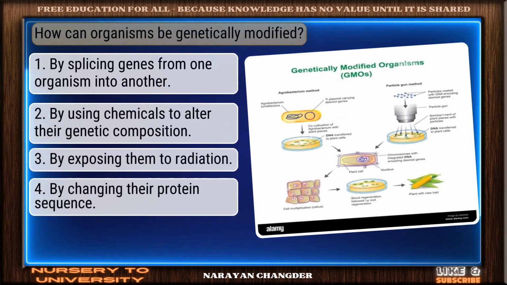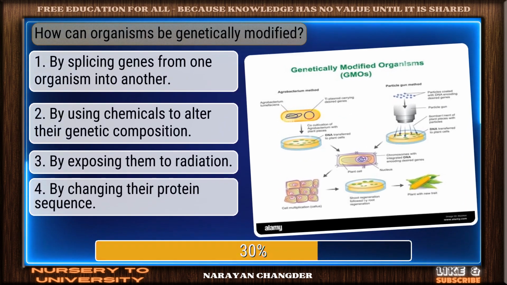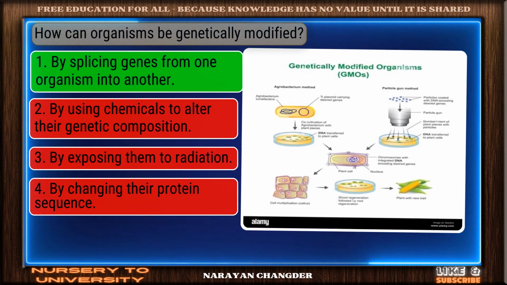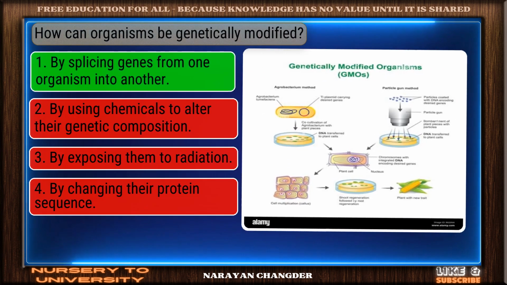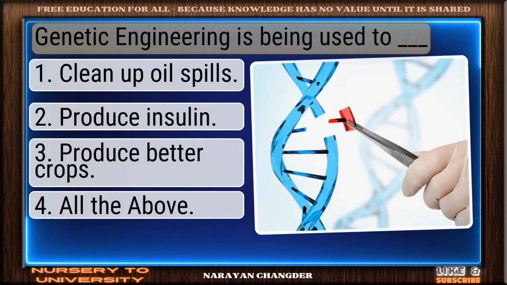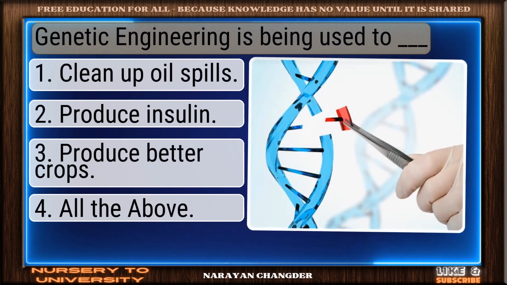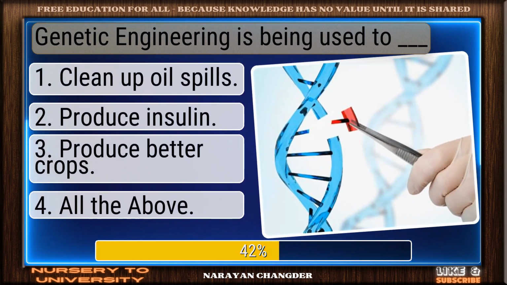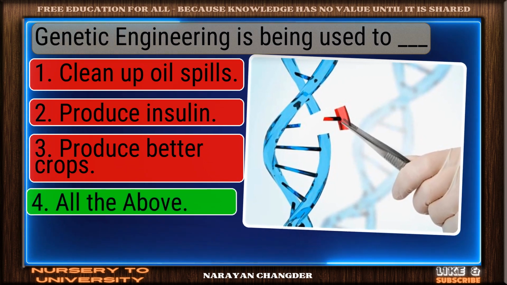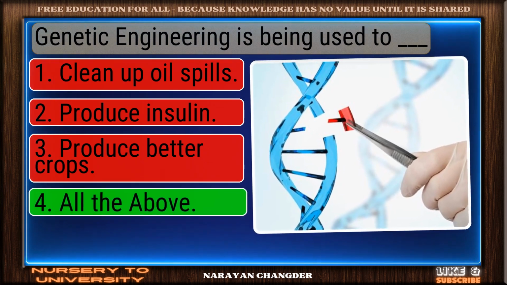How can organisms be genetically modified? You're right. By splicing genes from one organism into another is the correct answer. Genetic engineering is being used to... Great thinking. All the above is the right choice.